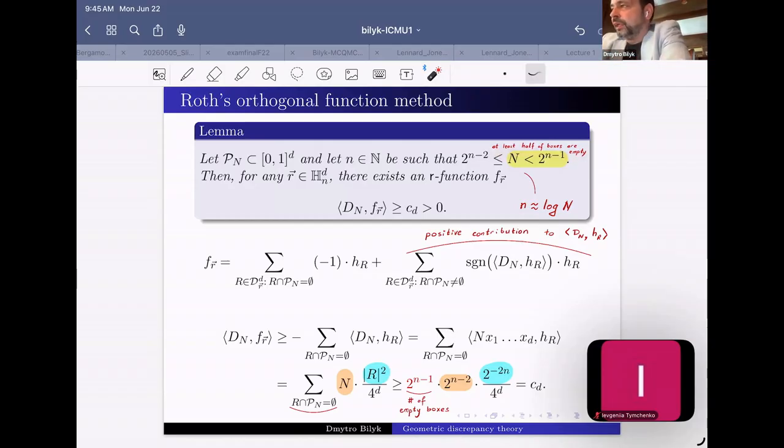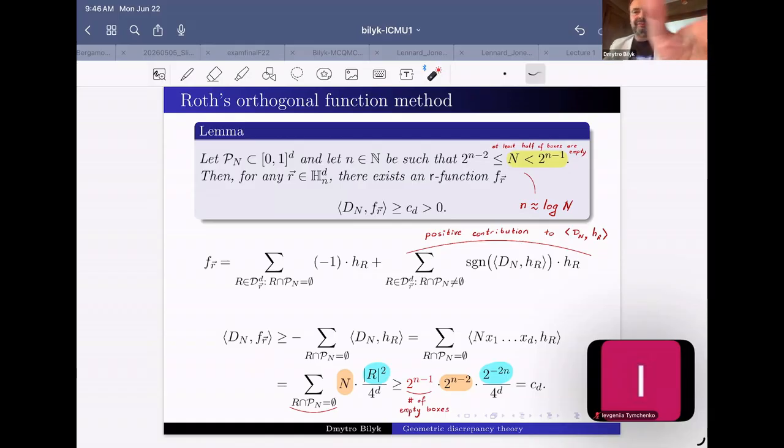So basically, you look at the empty boxes. For empty boxes, you can compute the contribution of those Haar functions, and then you just need to guarantee that there are quite a few empty boxes. Okay? So it's an interesting interplay between analysis and combinatorics. And now it's more or less clear what happens next. We know that for different shapes, for different R's, all of these functions are orthogonal. So we found quite a lot of orthogonal functions so that the projection of the discrepancy function onto them is large.